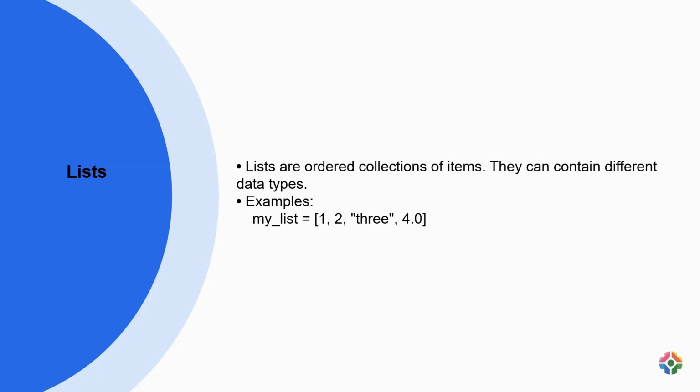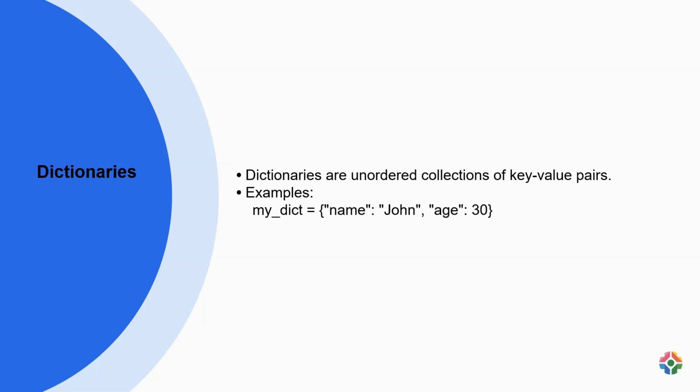For instance, a list called myList can store integers like 1 and 2, a string like "3", and a floating point number like 4.0. Dictionaries in programming are data structures that store key-value pairs. They are unordered, allowing for quick access to values using keys.